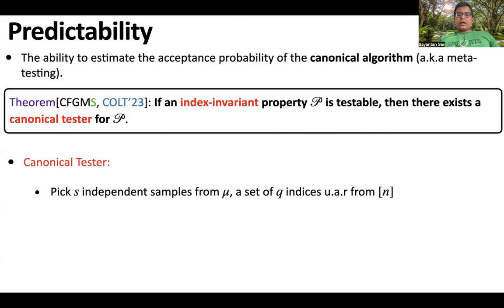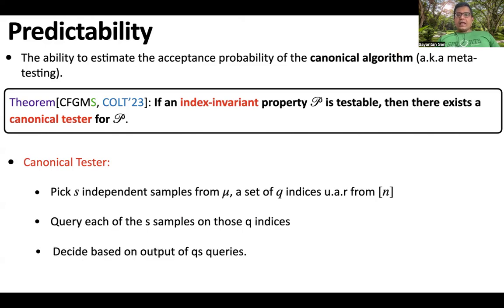We get S IID samples from mu, and we sample Q indices uniformly at random from 1 to n. We query each of these S samples on those Q indices. So in total, we have performed QS queries. And at the end, we decide based on the output of the QS queries. So this is the canonical tester. We showed that for an index-invariant property, this canonical tester is sufficient to approximate the acceptance probability.